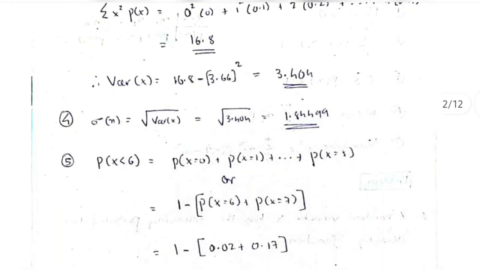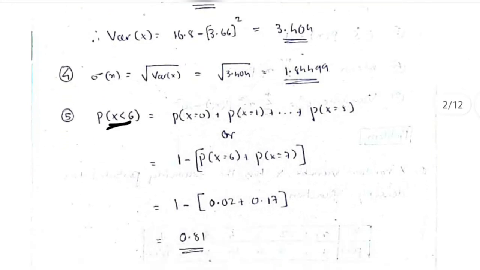If you have to find out the standard deviation, find out the root of the variance, you'll get the standard deviation. Then probability of x is less than 6. That means p of x is equal to 0 plus x is equal to 1 till x is equal to 5.